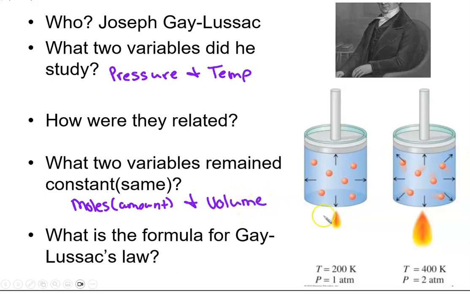So what if you were to increase, notice here we're at 200 Kelvin and we're making it hotter, but it's held in place. So if it gets hotter, those molecules are going to be moving faster, so the pressure is going to build up. Normally they would like to expand, but if they can't expand, the pressure would build up. So this is a direct proportion.